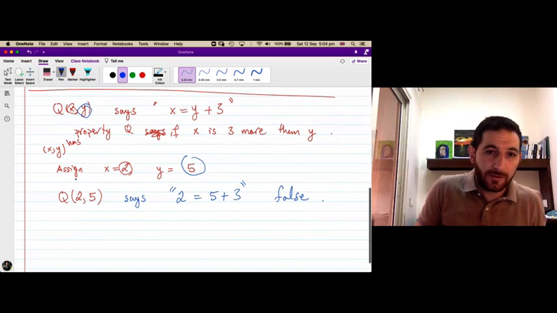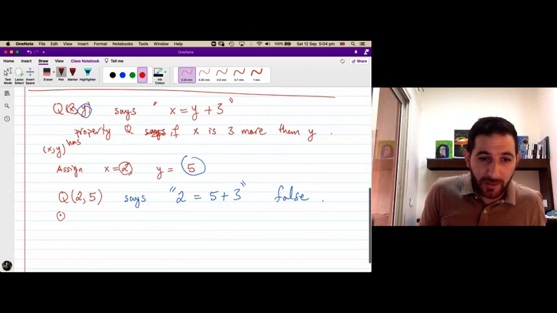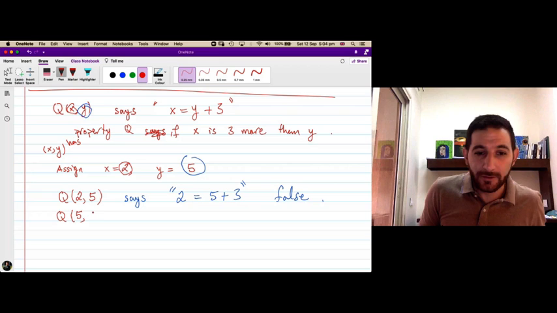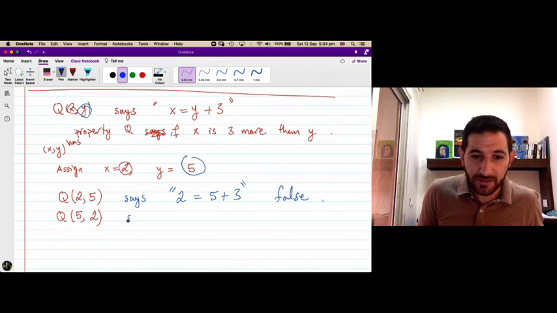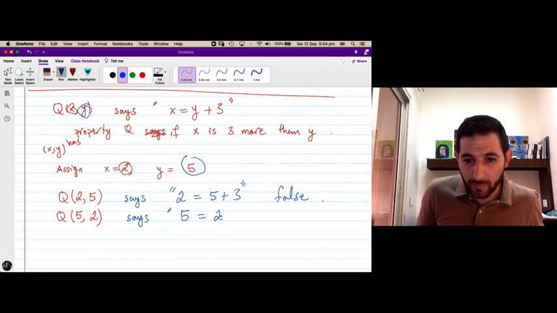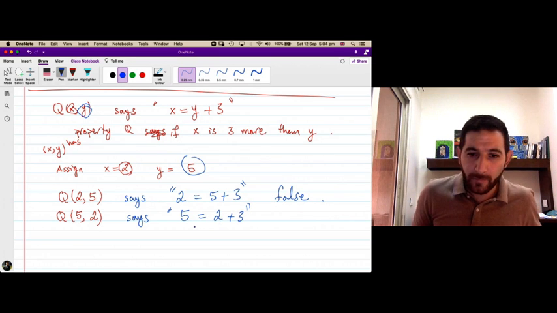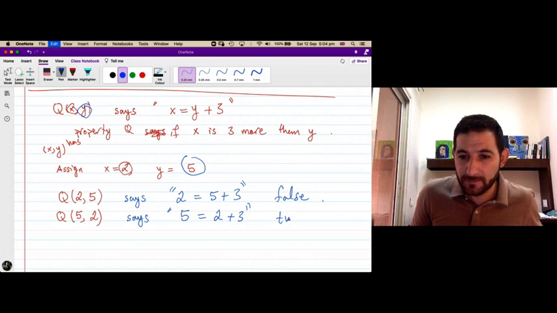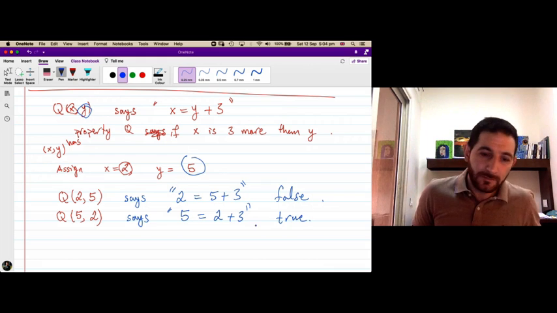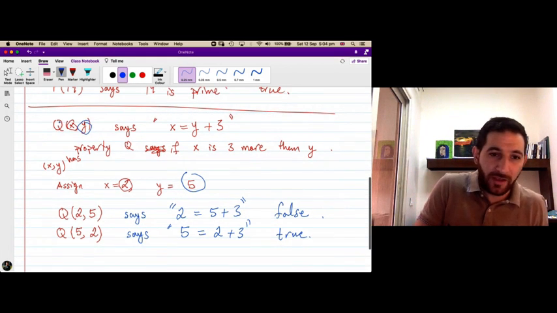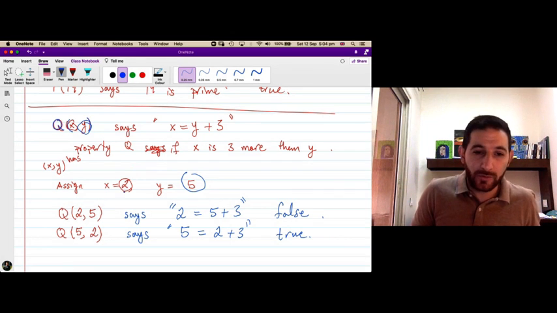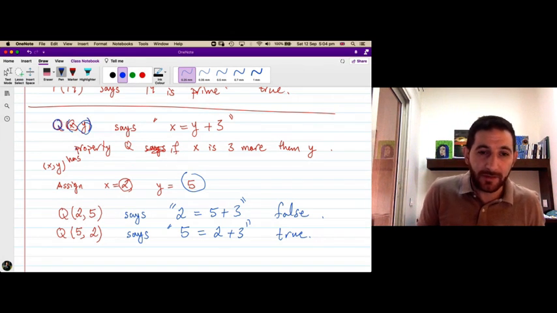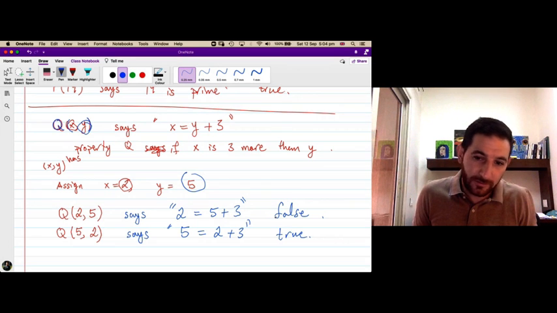Okay, now suppose we assign 5 to x and 2 to y, then this becomes what? So what is this proposition? It says that 5 is equal to 2 plus 3, and this is a true proposition. Okay, so here is another example. We have a property Q. It's a property of two variables x and y, and when we substitute values, the predicate becomes a proposition. It's either true or false.